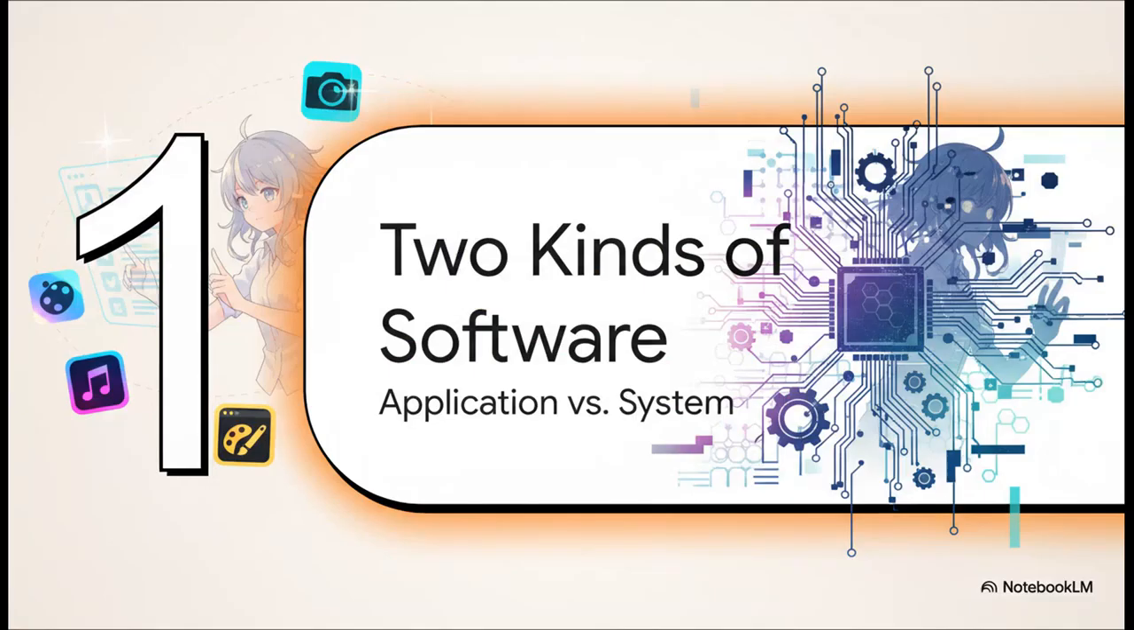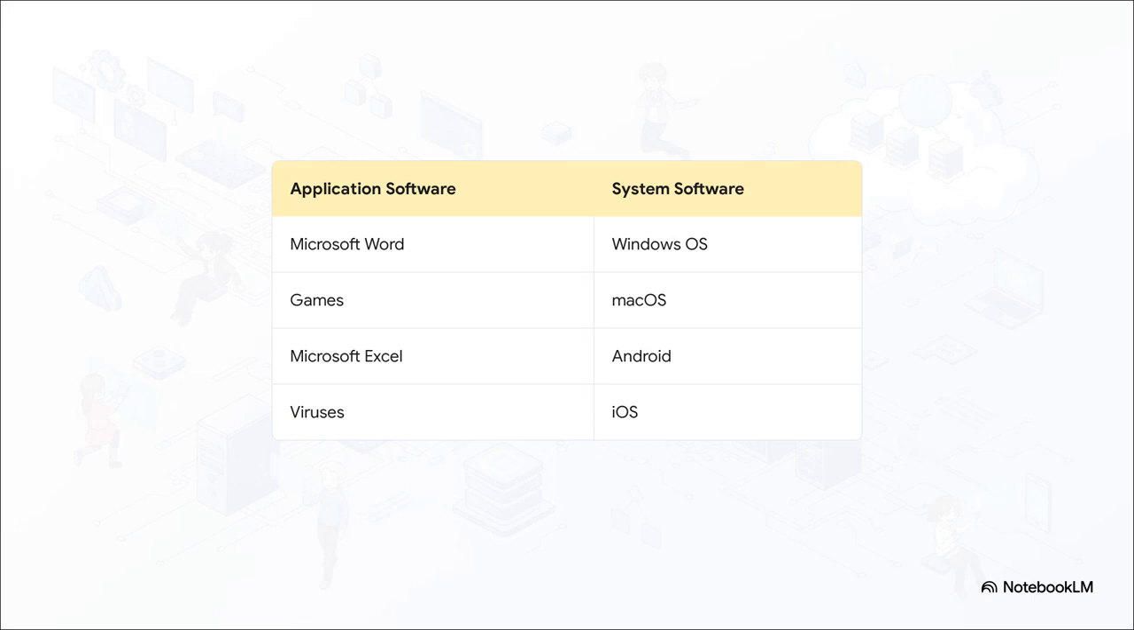But here's the thing. Not all software is created equal. It's really helpful to split it into two main categories that work together in this kind of beautiful partnership. You've got application software and system software. One is the stuff you see and interact with, and the other is working tirelessly behind the scenes. And this separation is absolutely key.